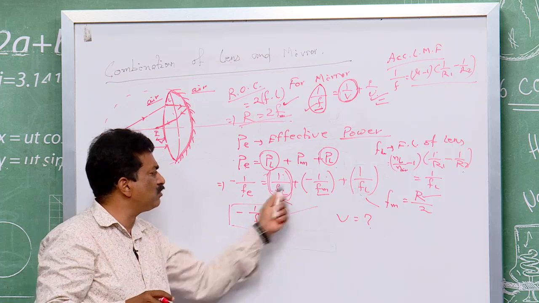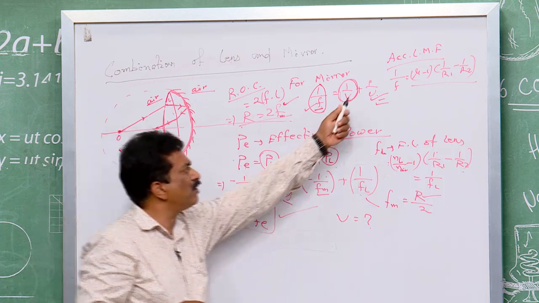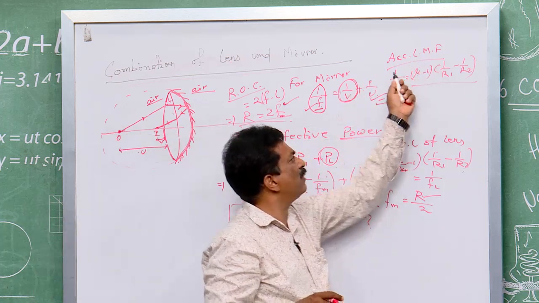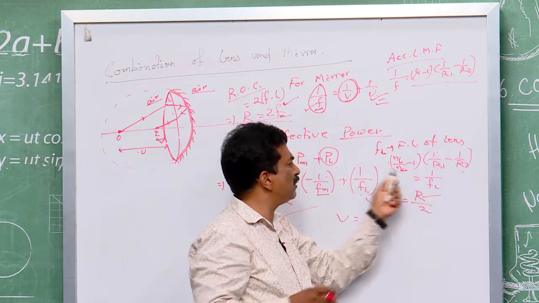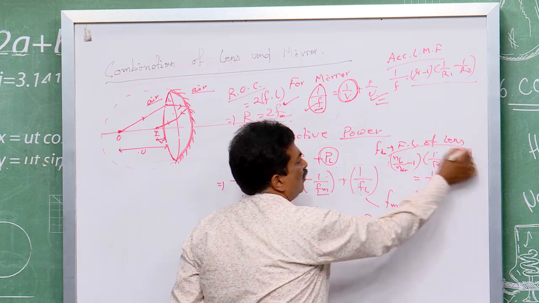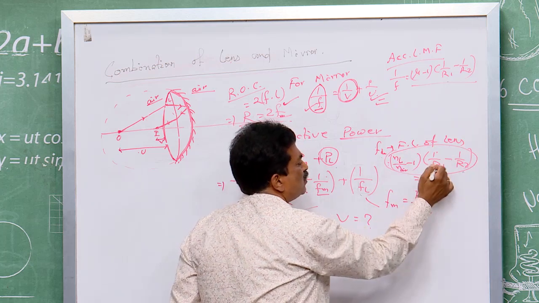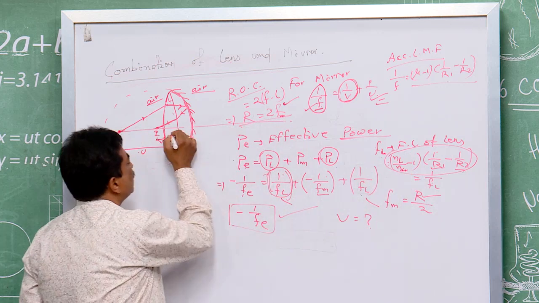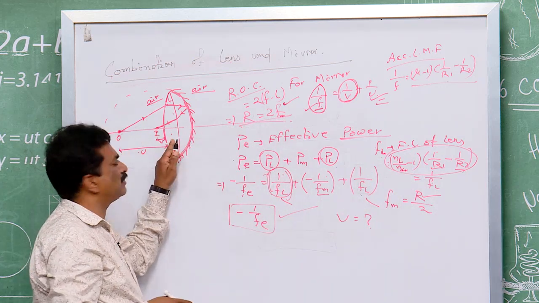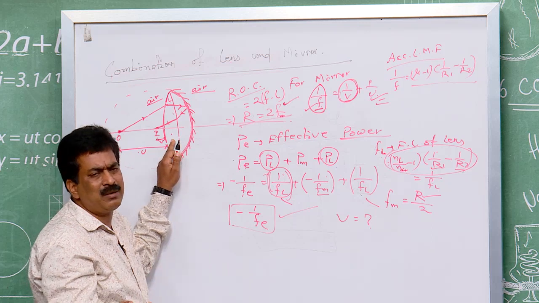By putting the values of FL, according to the lens maker's formula, 1 by F is equal to this much. So 1 by FL will be this much. You have to substitute the R1, R2 values, NL and NIR. NL means the refractive index of the material in which the lens is made.